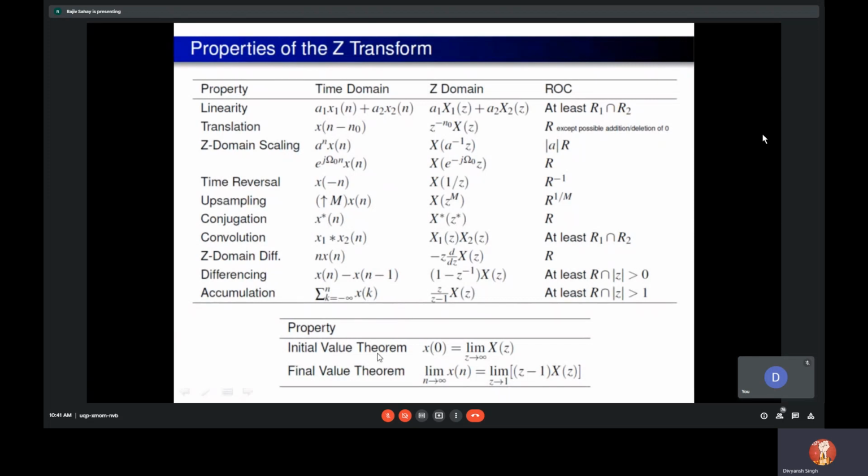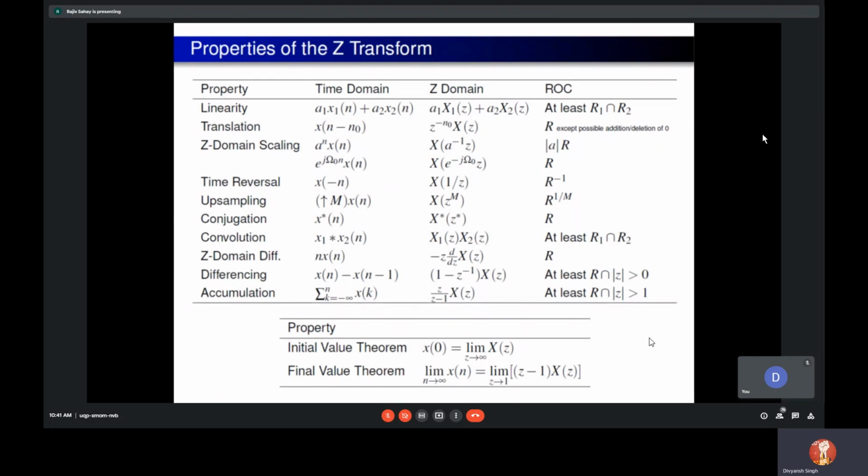And here there are two more theorems, the initial value theorem and the final value theorem. The initial value theorem is very easy to derive. For x of 0, because you have X of z equal to summation n equal to minus infinity to plus infinity x of n into z to the power minus n, if you want to get x of 0, then you just put limit z tends to infinity in X of z. So you will get this term. It's easy to derive. We'll look at these properties, and we'll also look at some examples.